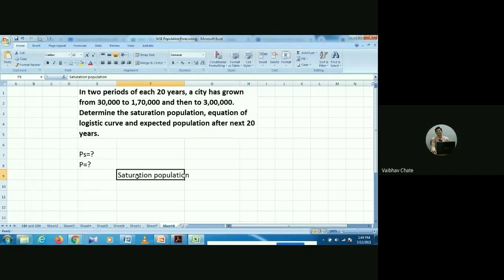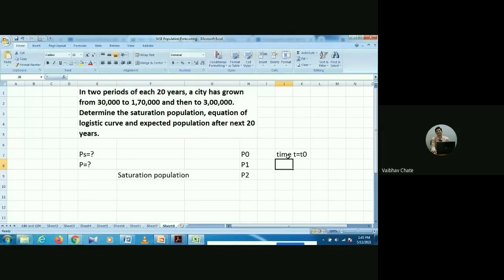Here we will be having three populations that will be given to us. One is called P naught, another one is called P1, another one is called P2. If any question is asked in any exam, it might be in the GATE exam, you will be given the P naught population, P1 population, and P2 population. P naught population corresponds to time T naught.